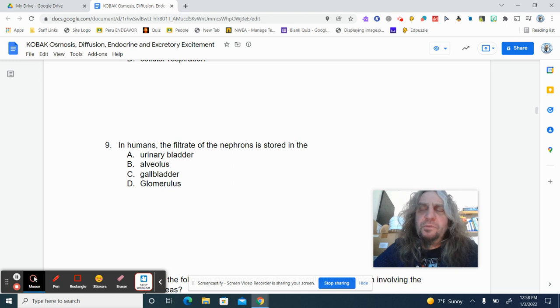Number 9. In humans, the filtrate of the nephrons is stored in the A, urinary bladder, B, alveolus, C, gallbladder, D, glomerulus.